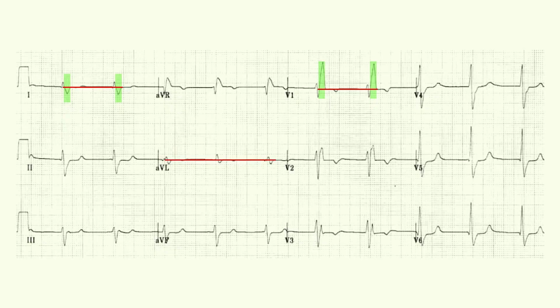You can see similar stuff in AVL. AVL is a little bit terminally negative, so it's going away from AVL. It's going to the right. V6, a little bit terminally negative. It's going away from V6. It's going to the right.